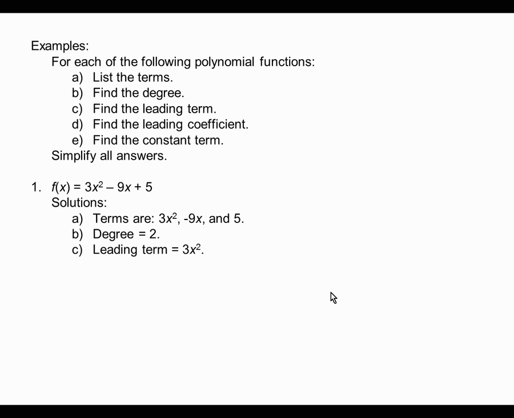Okay, part D, the leading coefficient. The leading coefficient is the coefficient of the leading term. Again, here's our leading term. Its coefficient is 3. Our leading coefficient is equal to 3. And then part E, find the constant term. Remember, the constant term is the term that does not have a variable. The term without a variable is 5. So our constant term is 5.